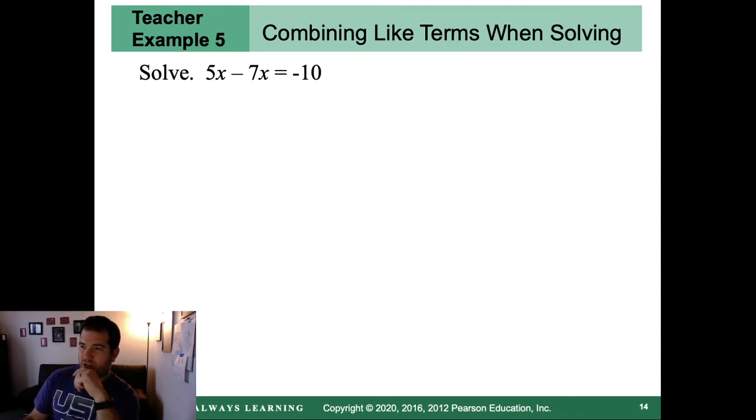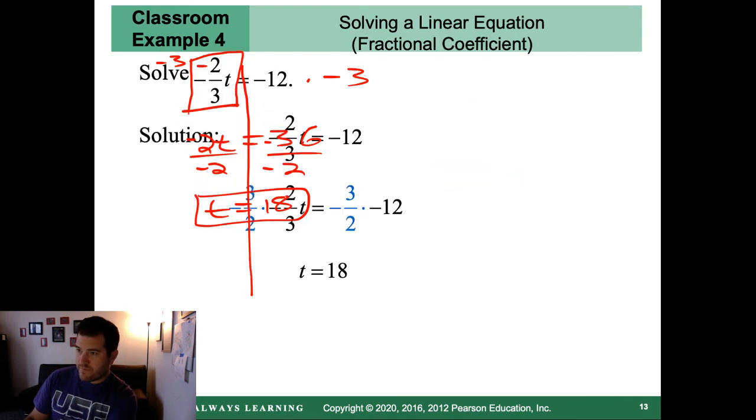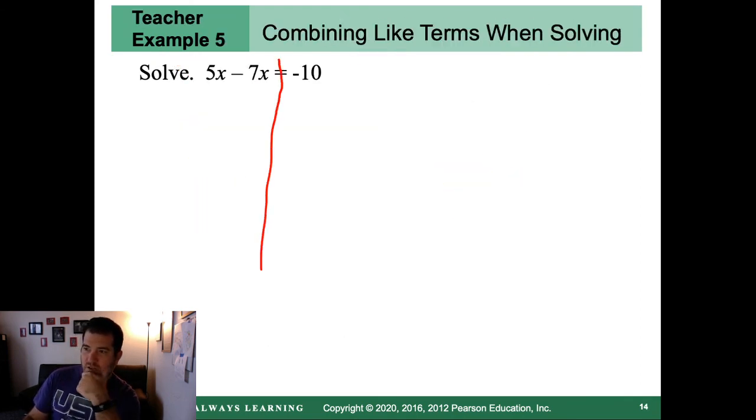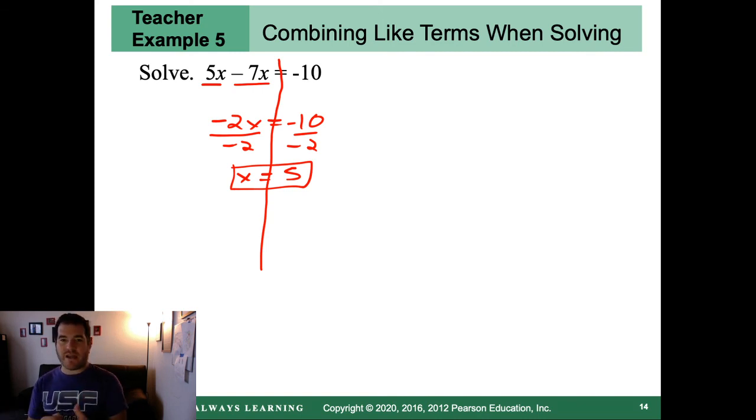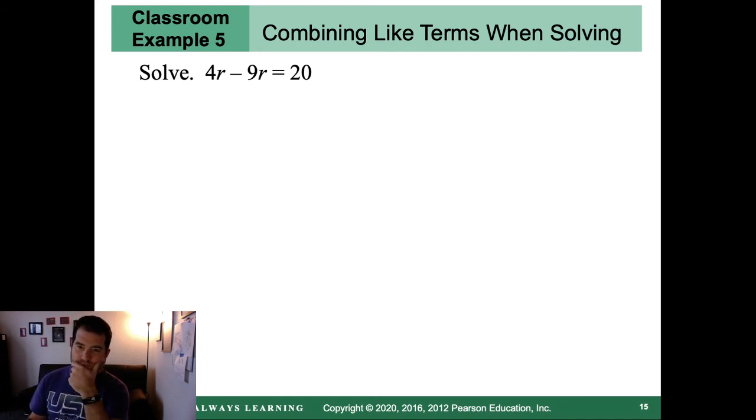And it says combining like terms when solving. All we're going to do here is, again, remember this line's right down the middle. I've got 5x there, negative 7x there. I think that's going to combine to a negative 2x is equal to negative 10. Divided by negative 2, divided by negative 2. So x is going to equal 5. Okay, so then when we're just combining like terms first, and then realizing that we don't have a 1 in front of that x, we're going to do our thing. So go ahead and give this one a shot really quick.